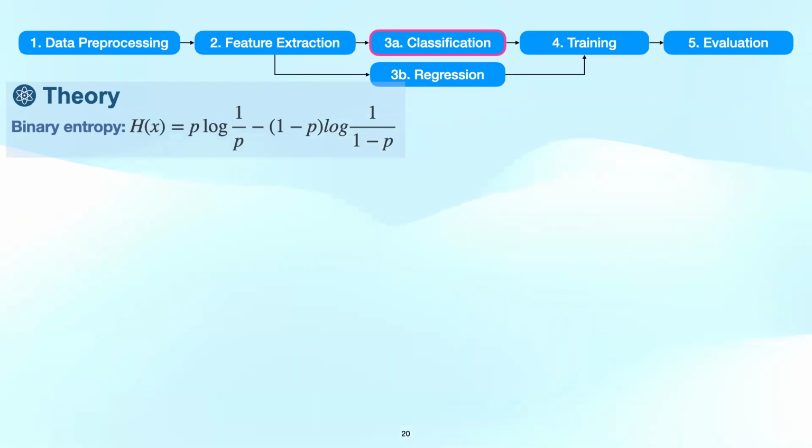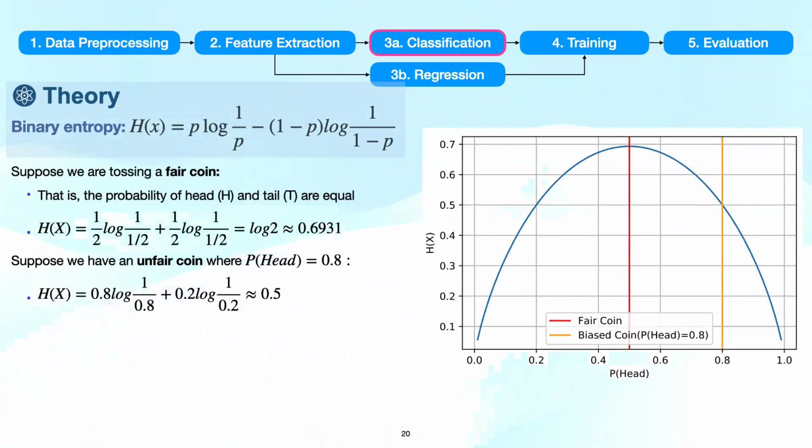So if you write out the equation of information entropy like this, you will get this kind of equation where you have p times log 1 over p, plus (1 minus p), so that's the probability of the other state, times log 1 over 1 minus p. So let's try to understand what this binary entropy is actually telling you. So suppose you are tossing a fair coin, which means the probability of getting a head and tail are the same.